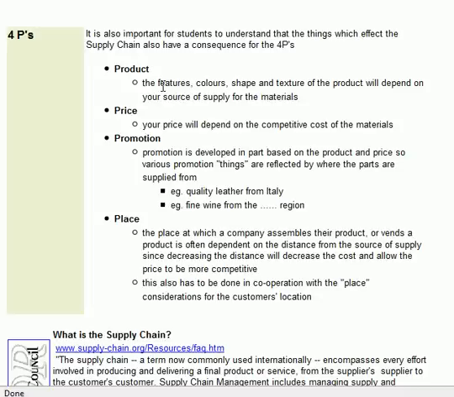Place. The region where a company assembles this product and where it gets its product from is also an influencer on the subsequent things that you're able to produce.